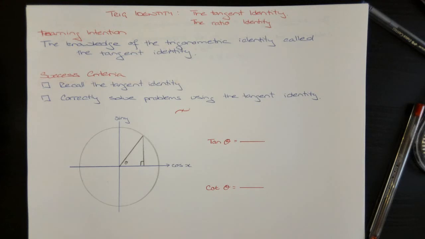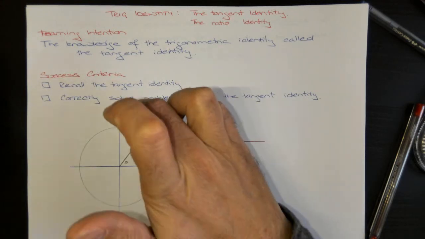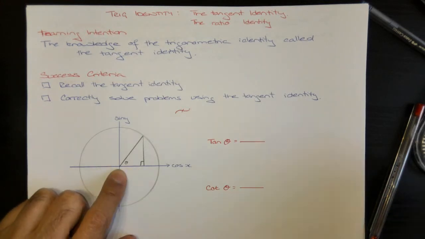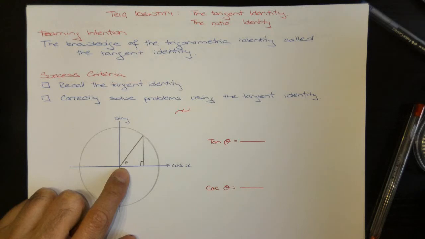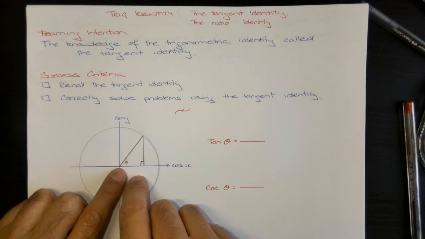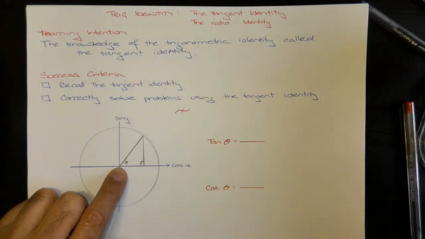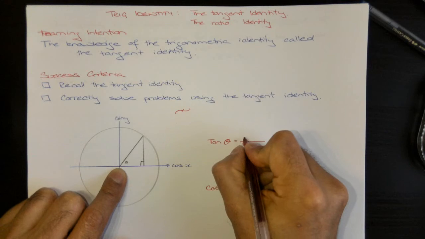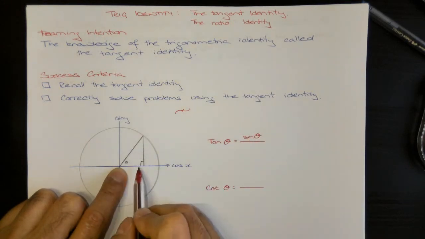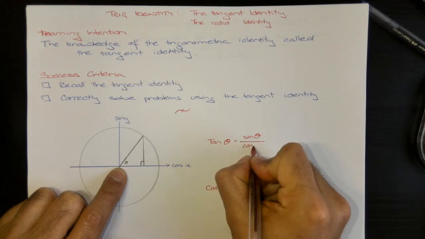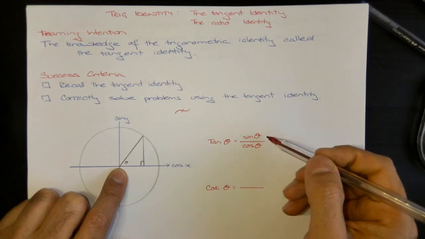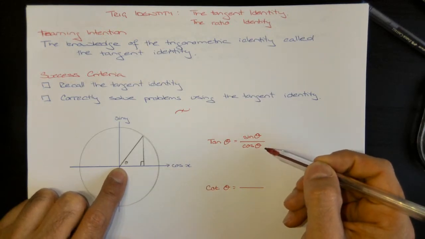So having our wonderful unit circle, we have cos x and sine of y. If we have this angle as theta, then tan would be opposite over adjacent, and our opposite at the moment would be sine, and our adjacent would be cos. So tan theta is equal to sine theta over cos theta.